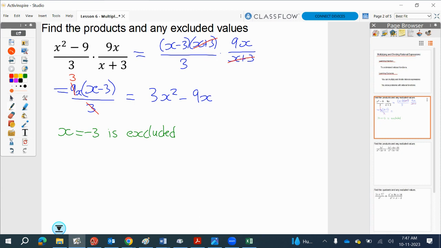I remember the excluded values. The excluded values are whenever the denominator is equal to 0. So set all your denominators equal to 0 and then solve. Any linear factor is expressed as x minus some value, omega, like this one. So in this particular case, we have the linear factor x plus 3, which implies that omega is equal to negative 3.